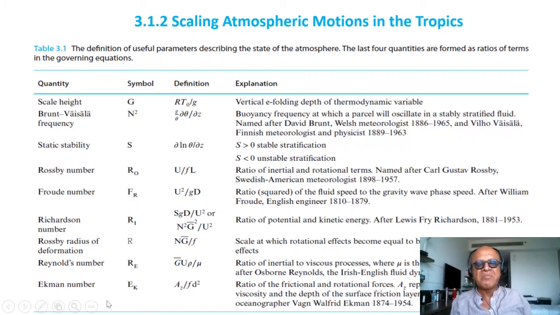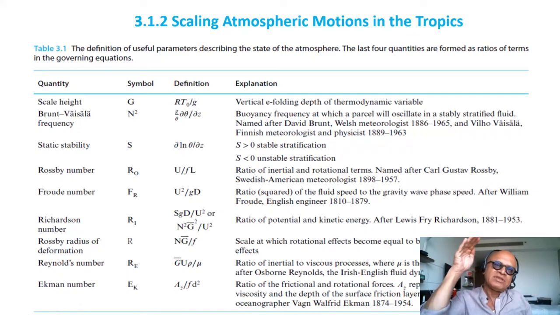Ekman number is particularly important for the ocean, where friction is an important process by which the atmosphere distributes energy into the ocean. So that's AZ divided by FD squared, where AZ is a vertical eddy viscosity.